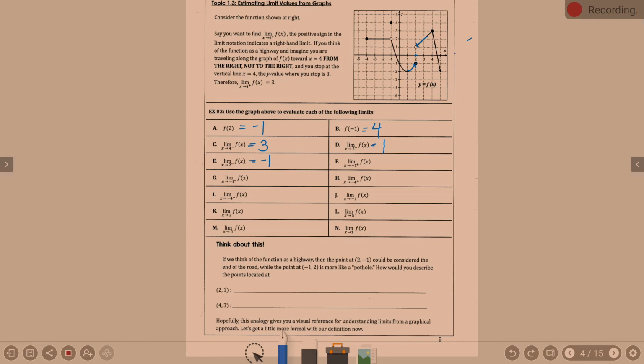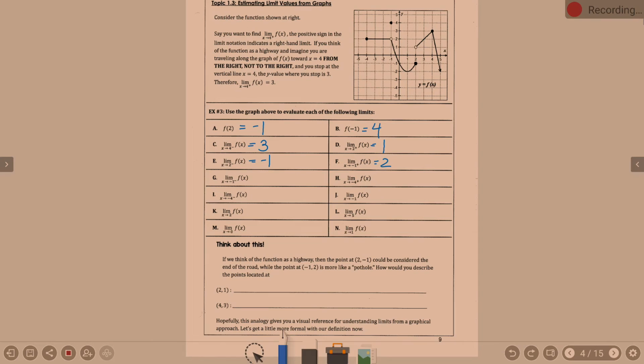Okay. As x approaches -1 from the right. 2. Here's -1. From the right means I'm tracing right up there to 2. So I have to get rid of some of these marks. Too many marks.